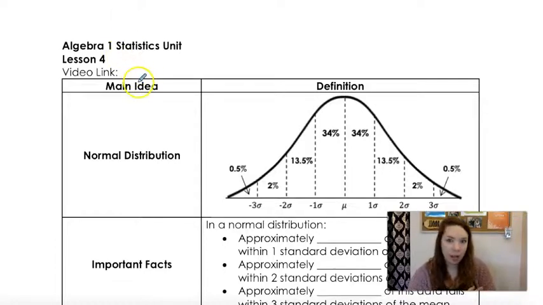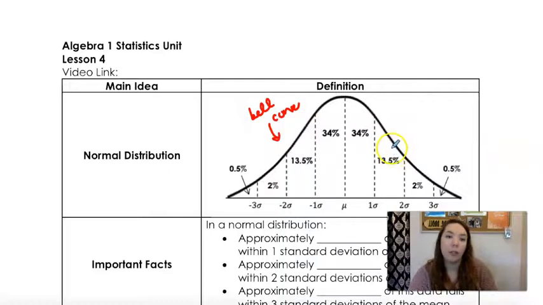All right, today, this is lesson 4. We're going to be talking about distribution of data and more specifically what a normal distribution is. So a normal distribution is perfectly symmetrical. If you think of these as being a bar graph, it's perfectly symmetrical on either side. Sometimes you'll also hear people refer to this as a bell curve.